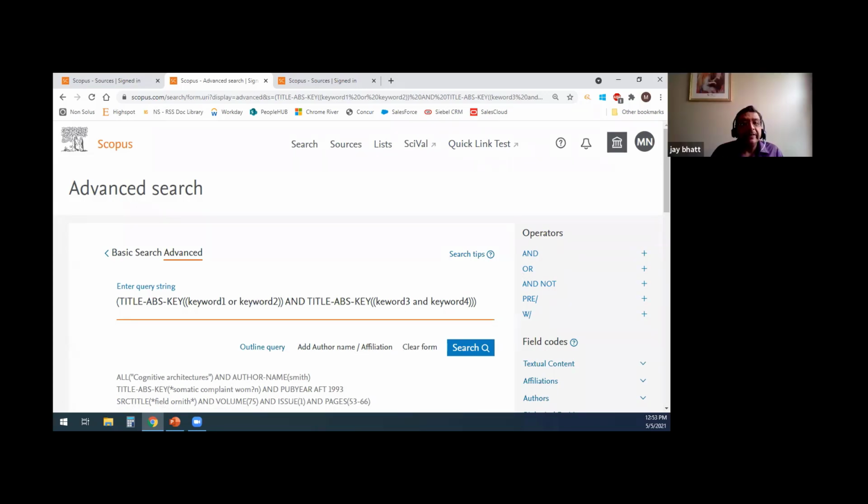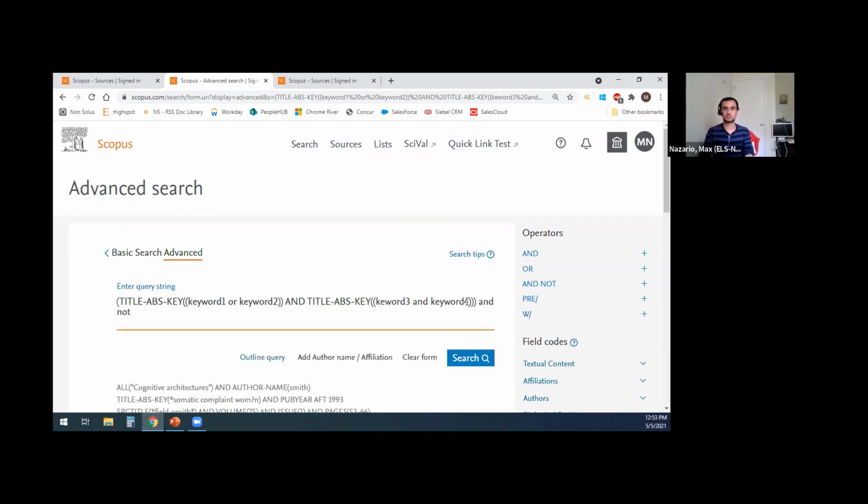You can then edit that query, right? Yes, you can. Mm-hmm. Yes, and so if you wanted to then add and not keyword 5, you could then do that.